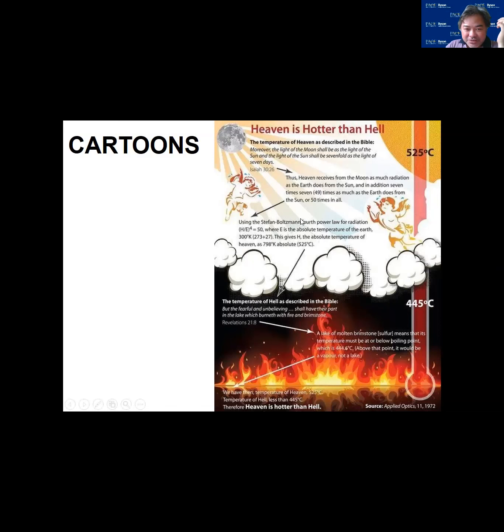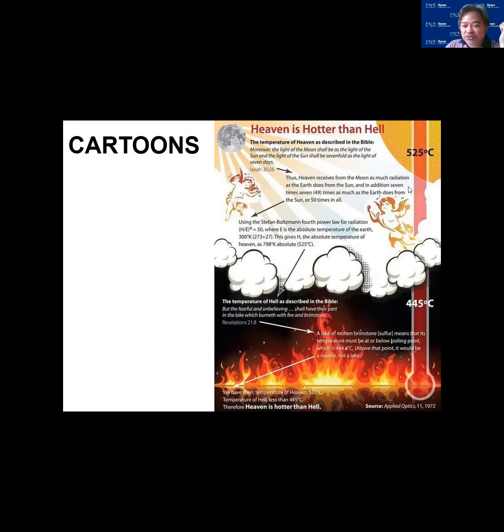So they try to look at here, the temperature of heaven is around 525 based on the entry there. "Moreover, the light of the moon shall be as the light of the sun, and the light of the sun shall be sevenfold, as the light of seven days." Okay? And then the temperature of hell is described in the Bible: "But the people not believing shall have their part in the lake which burns with fire and brimstone."